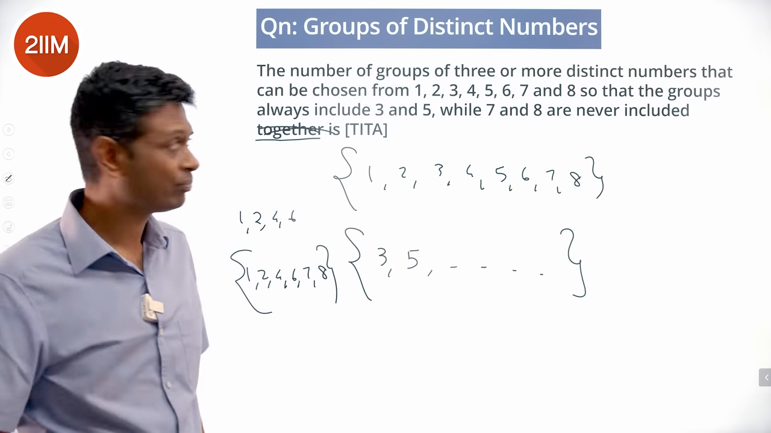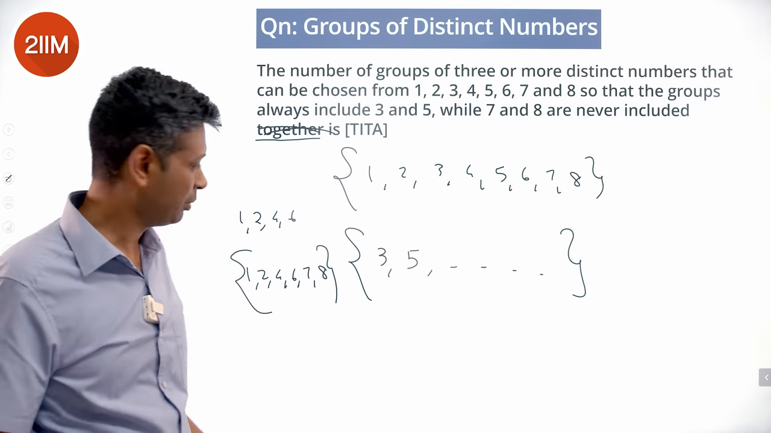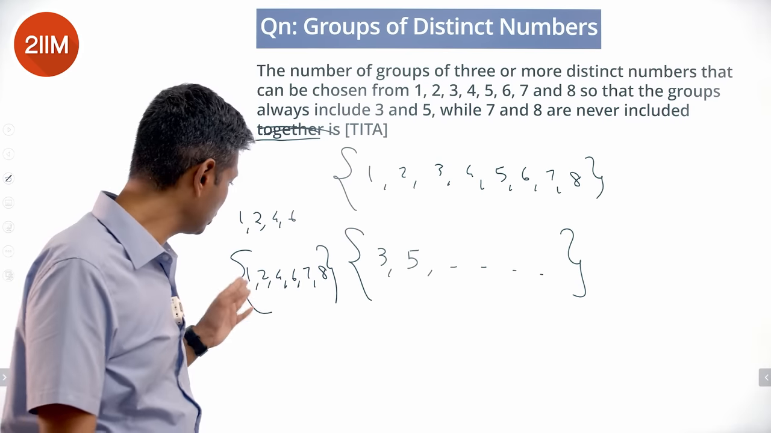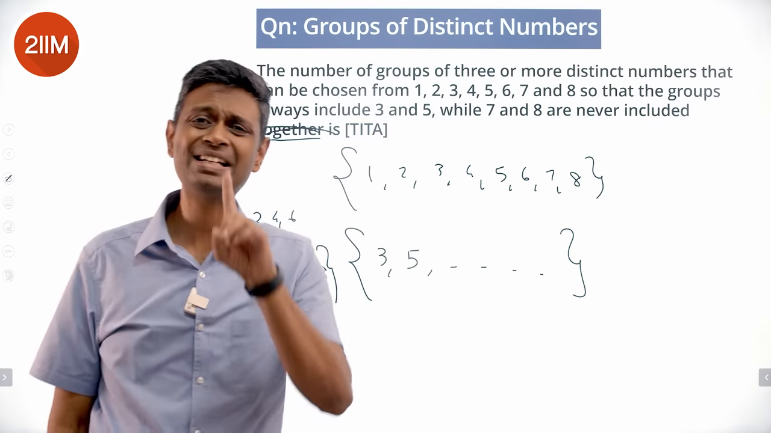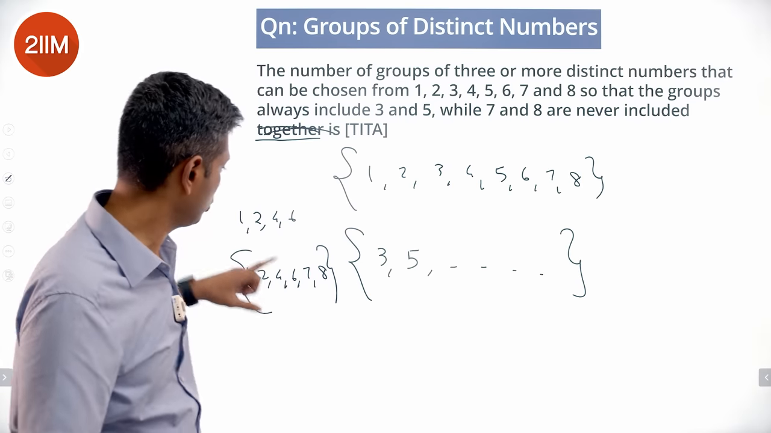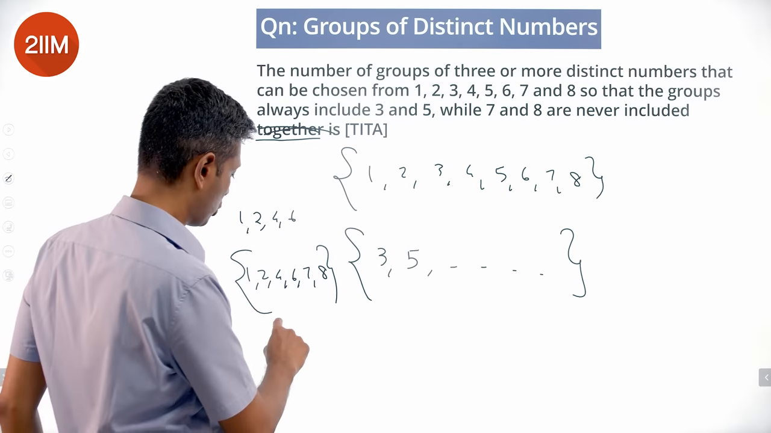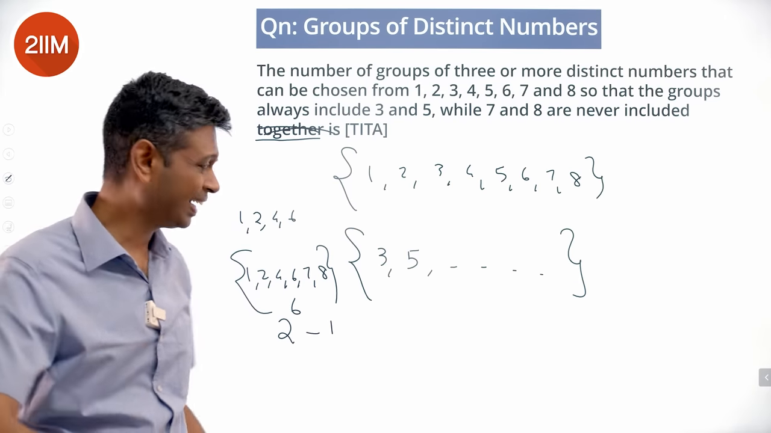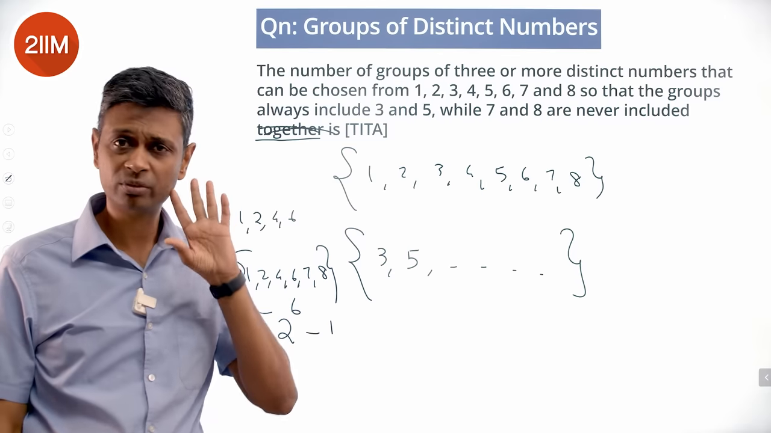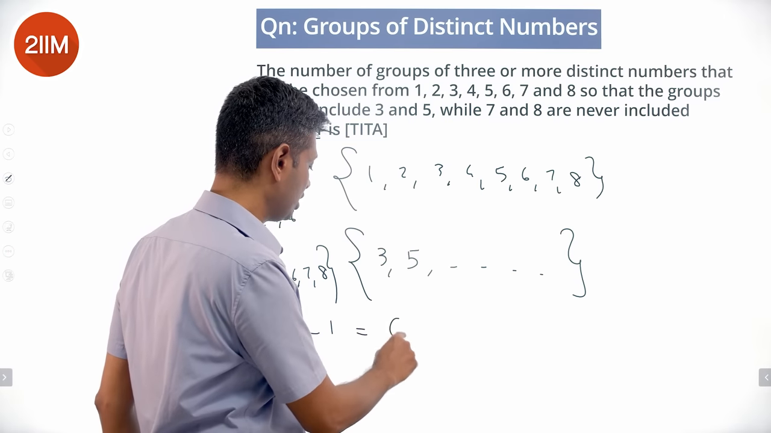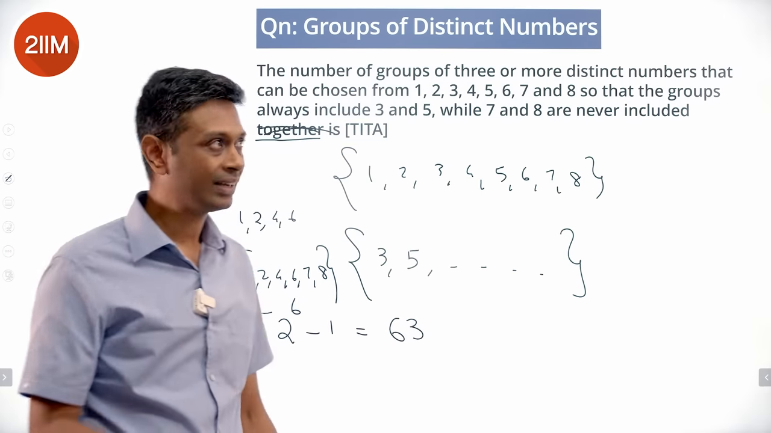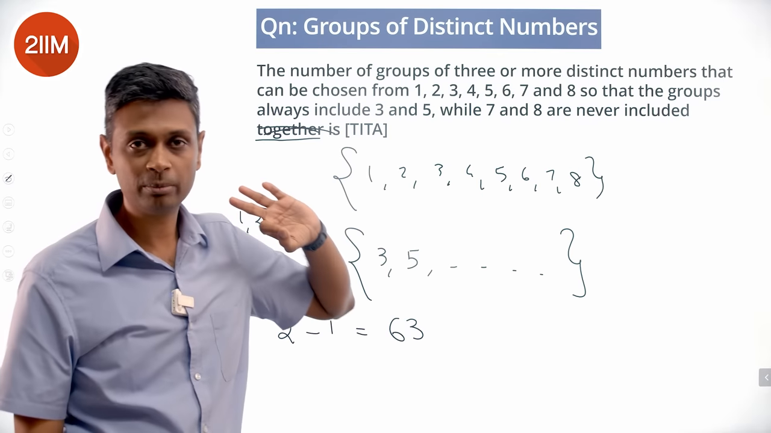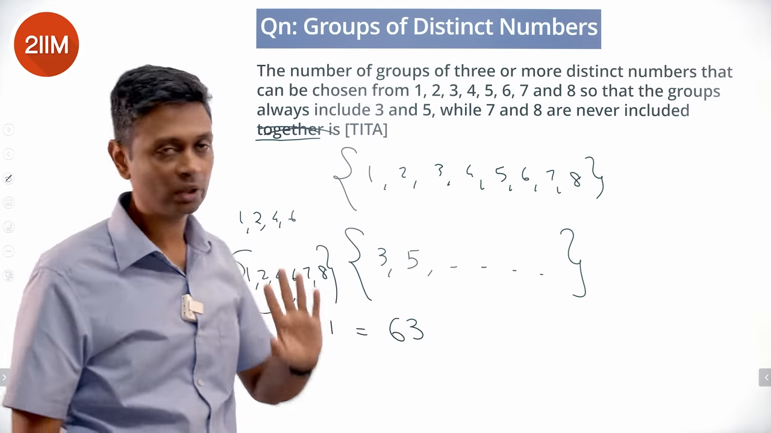3 elements should be there. At least 3, 3 or more. That means already 2 are there. Out of this 1, 2, 3, 4, 5, 6, at least 1 should be there. Each of them could be in or out, in or out, in or out. 2 power 6 possibilities. From this we subtract 1, the one possibility where nothing is selected. So 2 power 6 minus 1. We have 63 subsets possible that have at least 3 or 3 elements, and 3 and 5 are included.